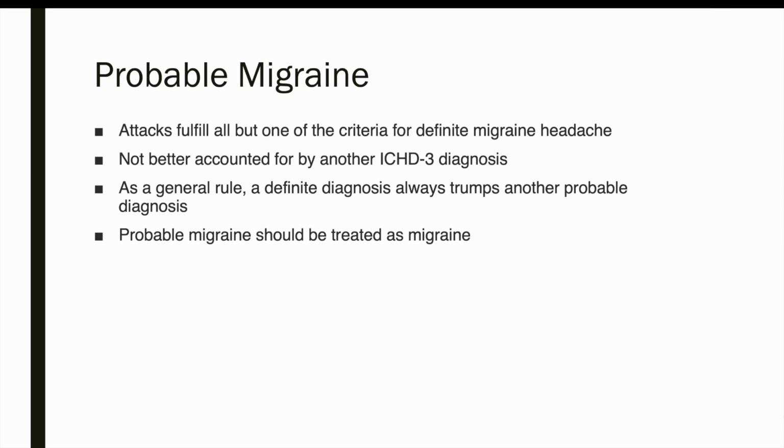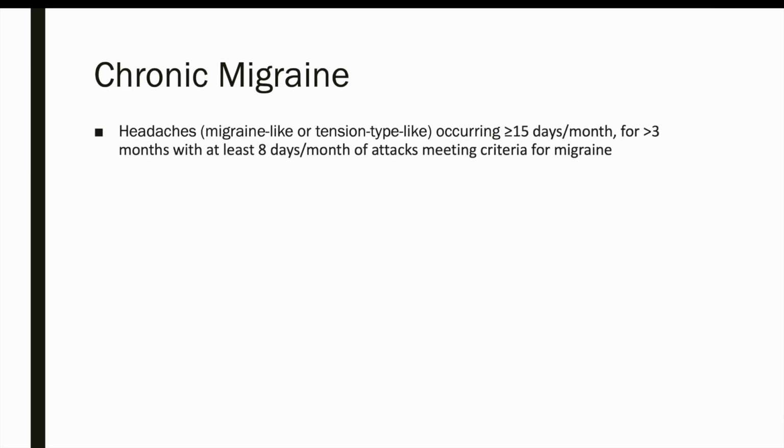And so now let's talk a little bit about chronic migraine. To meet criteria for chronic migraine, you have to have at least 15 days out of the month with headache for at least 3 months. And of those 15 days, at least 3 of those days per month have to involve headaches that meet criteria for migraine. The rest of the days, you can have headaches that are more tension type like in nature.